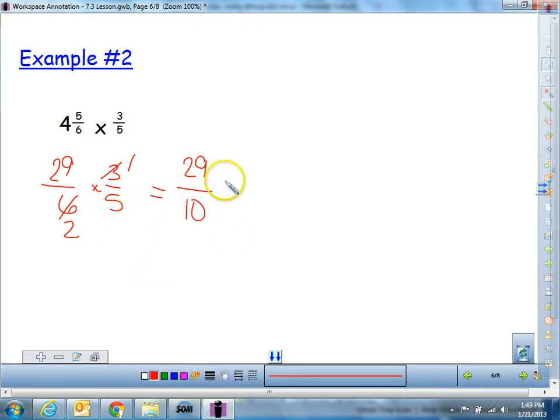Now I want to switch this back to a mixed number. How many times can 10 fit into 29 without going over? 2 is my answer. 2 times 10 is 20. And then I'm going to have 9 left over that I haven't used. So 2 and 9/10 is my final answer. Good job. You guys are doing great with this.